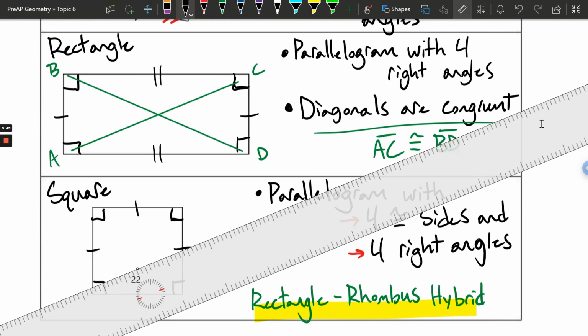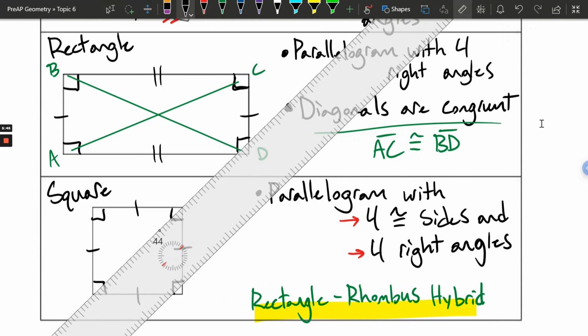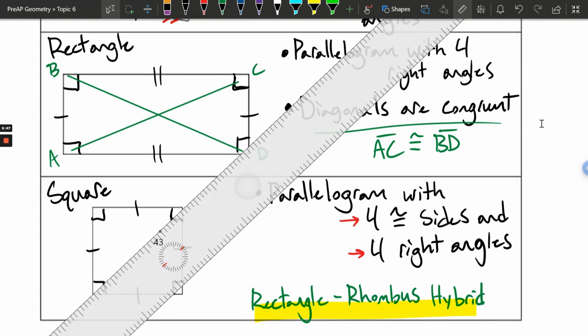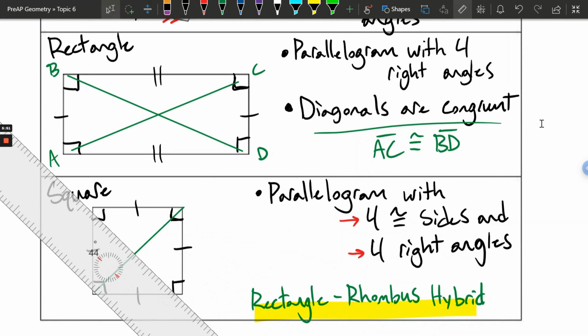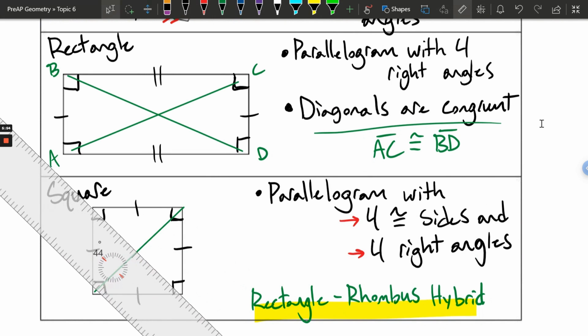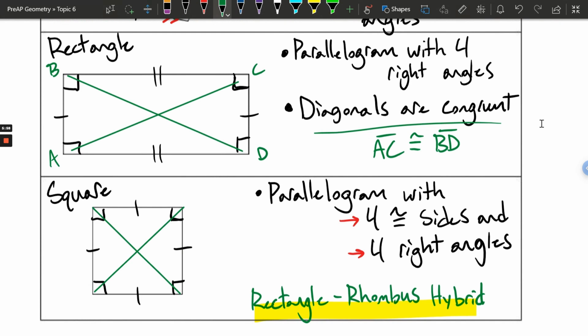Since it shares all the same properties, we can actually gain a lot of information about the diagonals. First of all, since it's a rectangle, I know that those diagonals are congruent. And since it is a rhombus, I know that those diagonals bisect those vertex angles. So each of those smaller angles there would be 45 degrees.